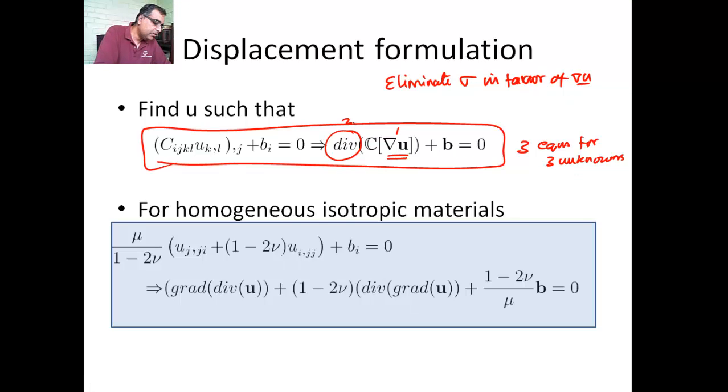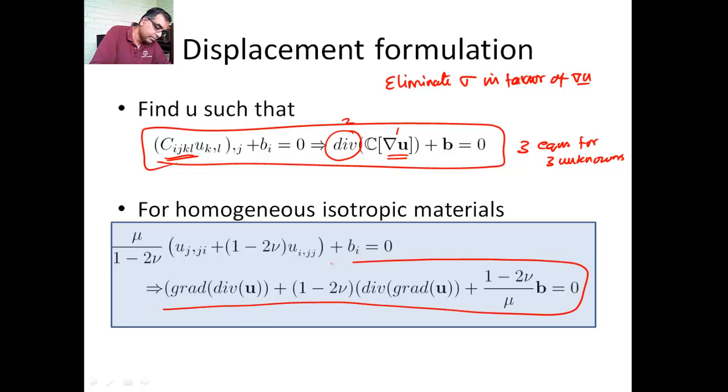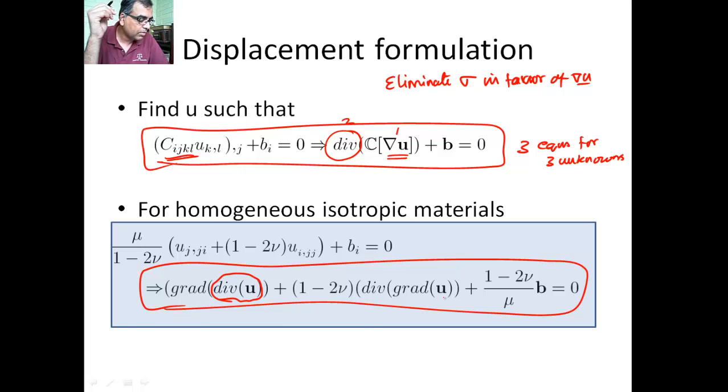For homogeneous materials, if I substitute for C, I will get this messy looking equation. Gradient of divergence of u. Remember, divergence of u is a scalar. So gradient of the scalar plus 1 minus 2 nu divergence of gradient of u. So notice grad div u plus 1 minus 2 nu div grad u plus 1 minus 2 nu over mu times body force equal to 0. And if the body force is gone, then you will see that my displacement differential equation depends only upon Poisson's ratio.